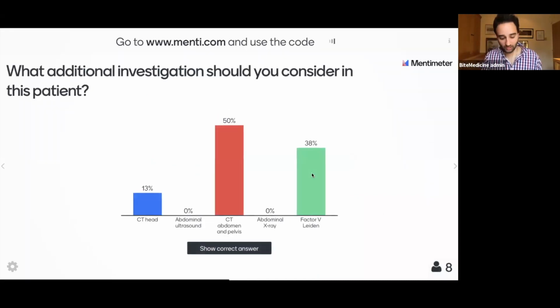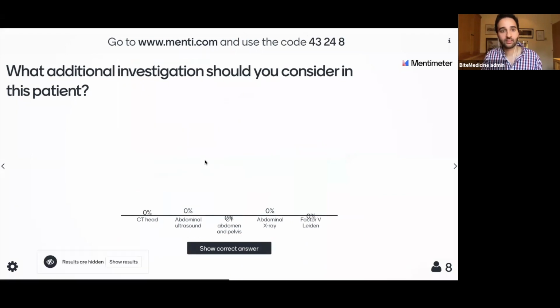Okay. Oh, wow, a lot of you are answering already. What additional investigation should you consider in this patient? This lady who has presented is 65 years old, and we can't really think of any immediate risk factors other than her age. Nothing seems to have provoked this pulmonary embolism. What other investigations are you going to think about?